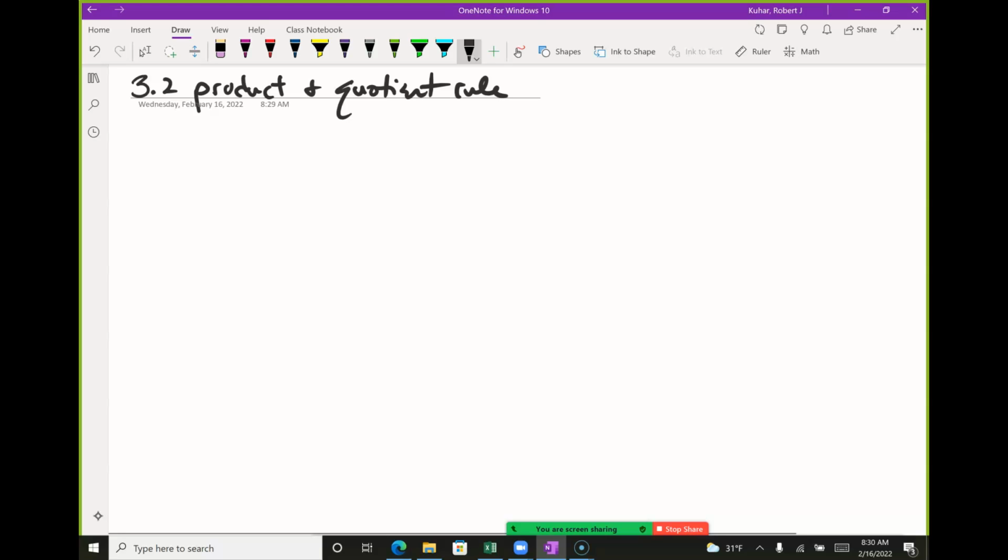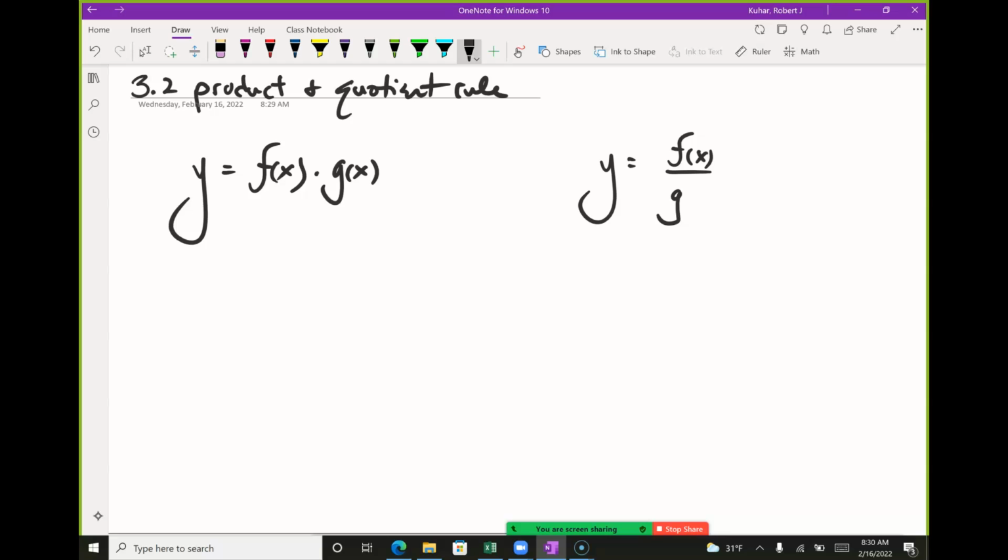Okay. So product and quotient rule. If I have a product of functions, I'm obviously going to use the product rule. So f of x times g of x. And if I have a quotient, if I have a fraction, I'm going to use the quotient rule. And for both of these, I use something I call a loop, just so I can have the pattern memorized.